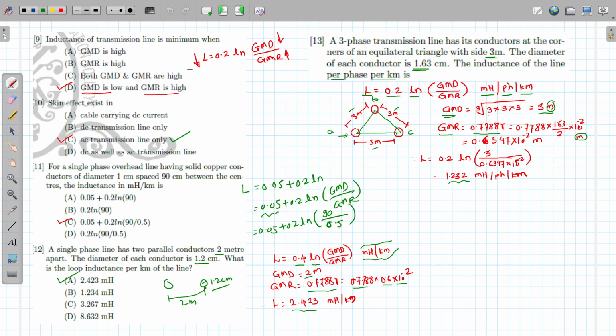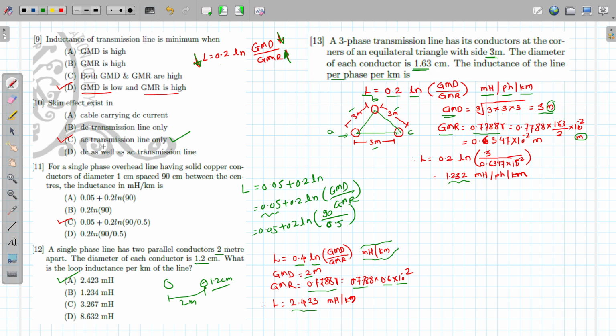The inductance of the transmission line is minimum when, okay, L is equal to 0.2 ln GMD by GMR. If you reduce the value of GMD and increase the value of GMR, your inductance value will be minimum. Otherwise inductance value goes on increasing. So GMD is low and GMR is high, then inductance is minimum.